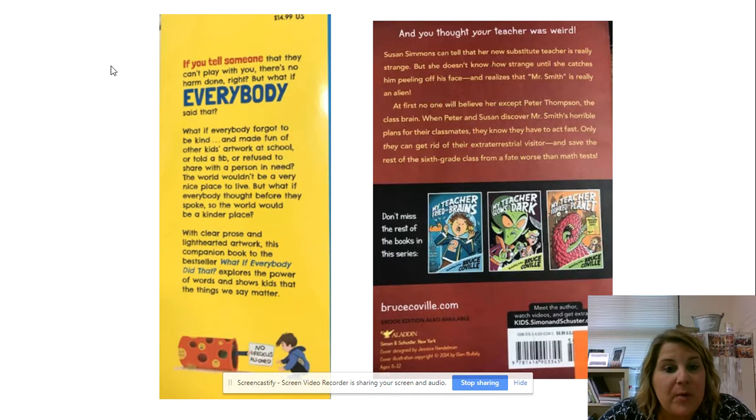With clear prose and lighthearted artwork, this companion book to the bestseller What If Everybody Did That explores the power of words and shows kids that the things we say matter.